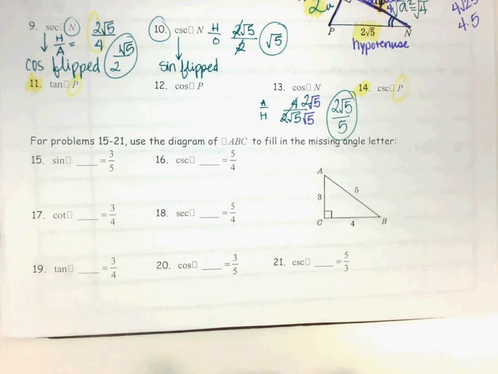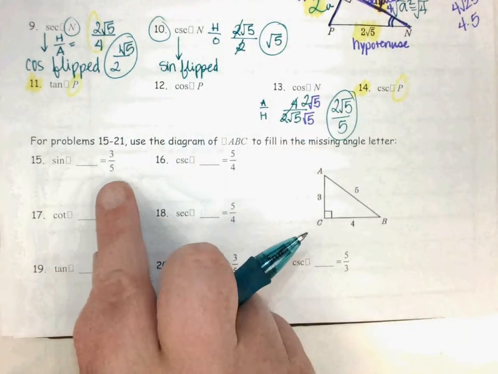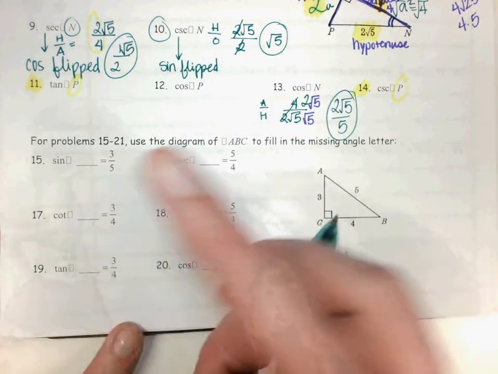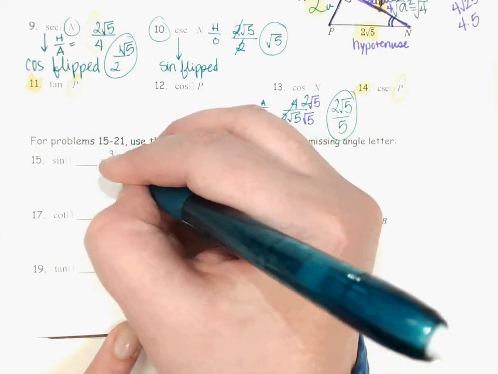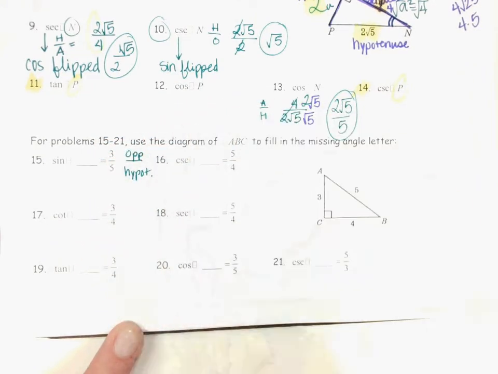These are kind of weird, but I want you to just kind of go with it. Okay, what are the normal sides for sine? SOHCAHTOA, which one? Okay, opposite over hypotenuse. Now, do you see here that they gave you the answer? So the opposite side has to be 3. The hypotenuse side has to be 5.